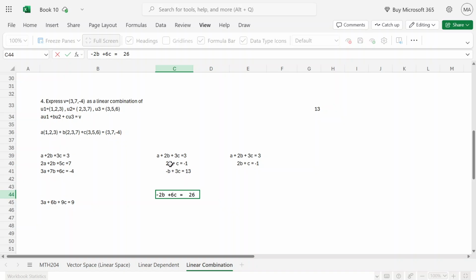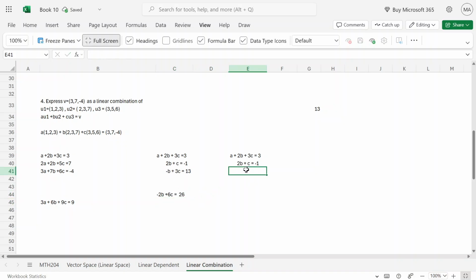So 2b plus minus 2b is going to give us 0. Then the next one, so we are adding this equation. c plus 6c will give us 7c. 7c equals, so minus 1 plus 26 is what? 24. Not 25, so minus 1 plus 26, then you have 25.